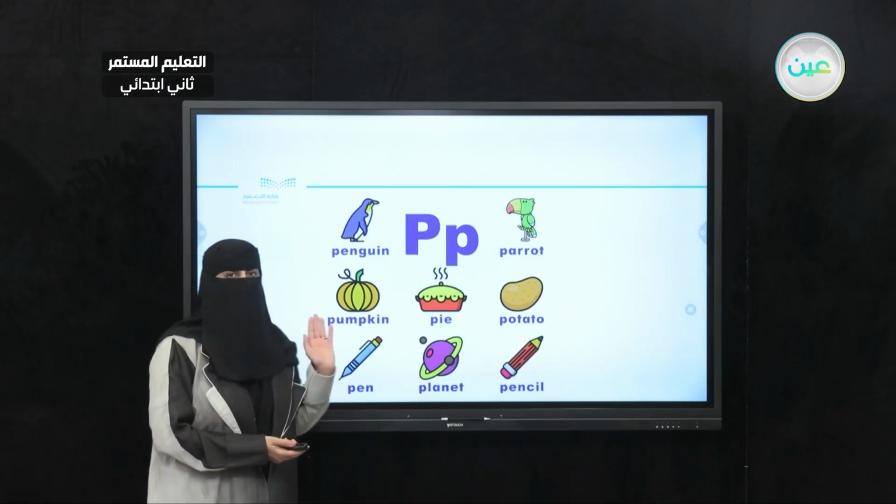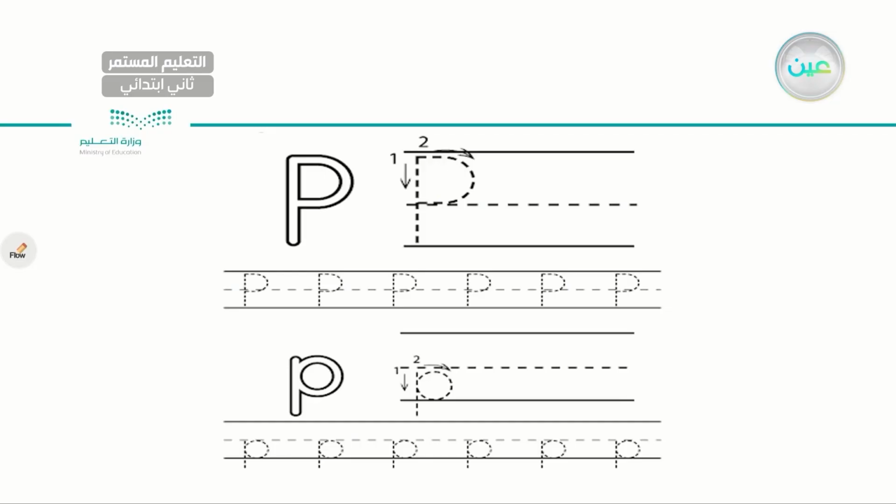Very good. That's P. Now, how to write capital P and small p? Have your pencils ready and let's start. Just go ahead and look at the arrows, starting from number 1. That's the capital P. Let's go ahead and write the capital P. P, parrot, pumpkin, pie, pencil.